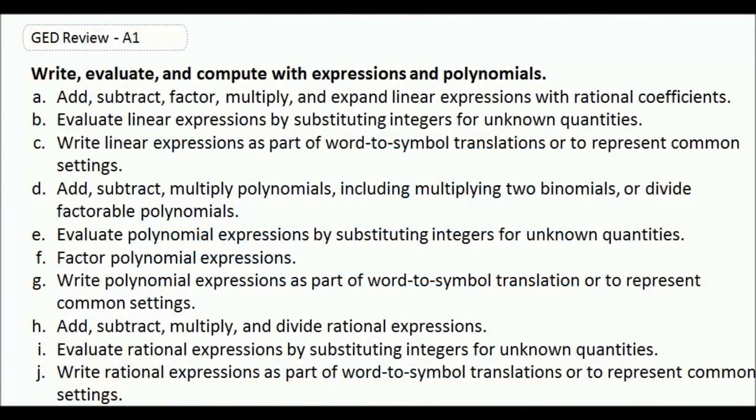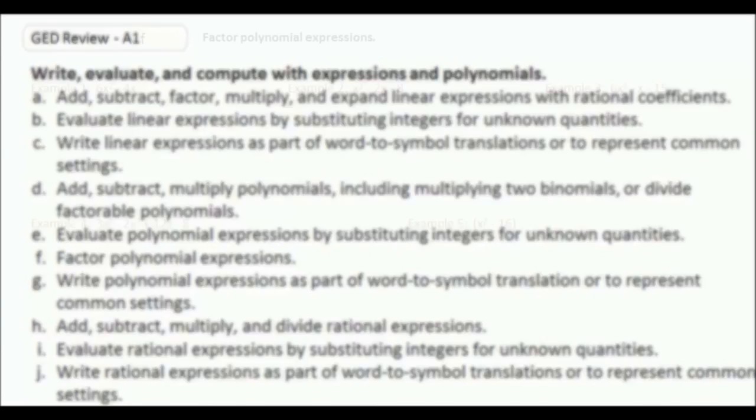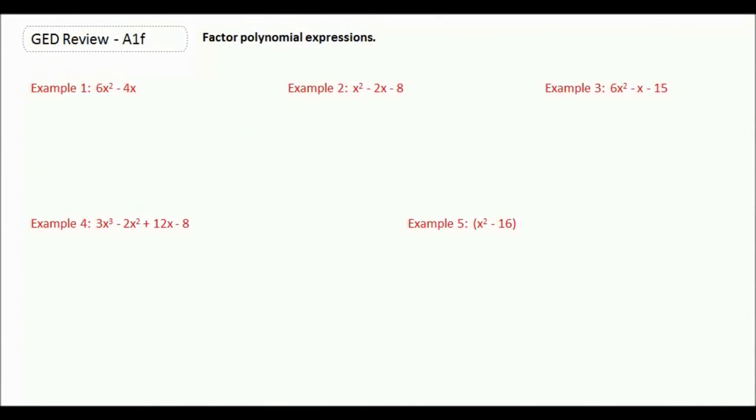This is the GED review video for expressions and polynomials. Okay, factoring. We started one before. Example 1 is a little bit similar to that. So we're going to try and do the reverse distributive property. We're going to see what goes into both of our terms. We can pull out a 2, and we could also pull out an x.